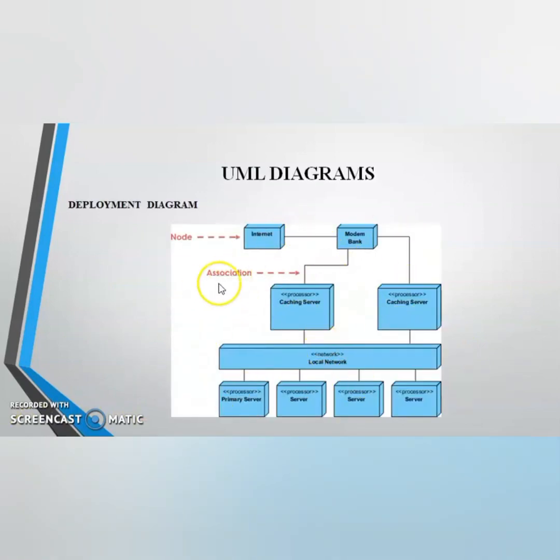This is the deployment diagram. Here all these are nodes, right? Node means it describes the physical devices used inside the system. Each system is called a server. Without the server, the system can't work. If we want to access the data from the internet, we need a server.